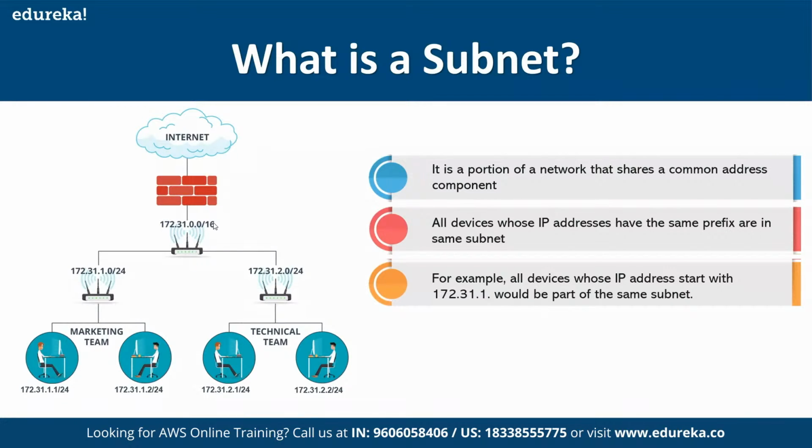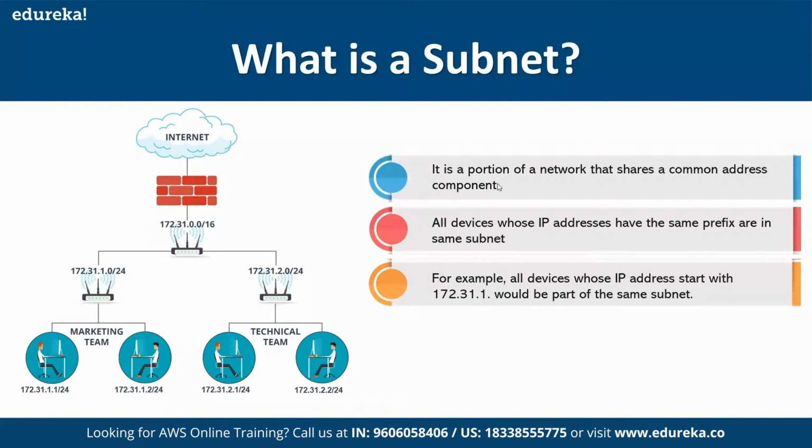So you can see here 172.31.0.0/16 is the number of IP addresses in this VPC. Now within this range, we will create two parts. You can see 172.31.1.0/24. So in this range, it will reserve 256 IP addresses. And here 172.31.2.0/24, it will reserve again 256 IP addresses. And all the resources sitting here will have IPs in this range. Marketing team, technical team, or whatever, right? So it is a portion of network that shares a common address component.